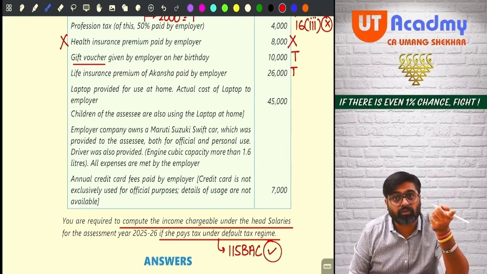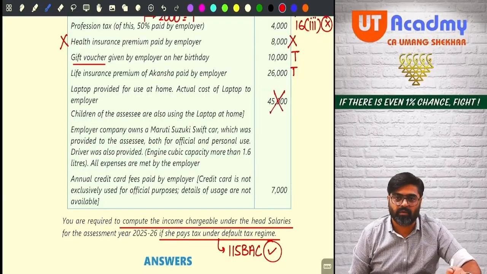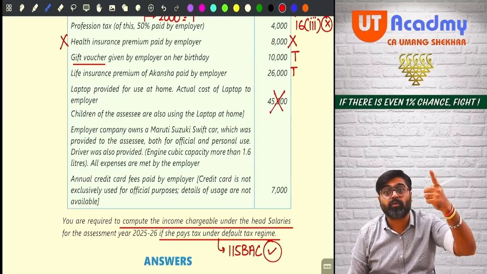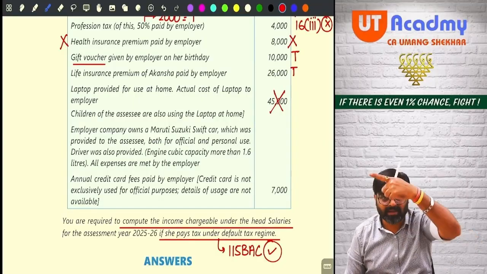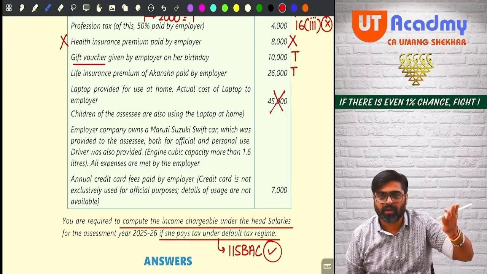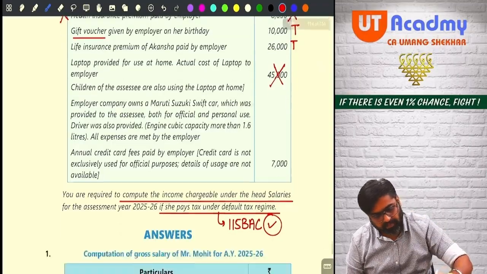So the 45,000 cost of the laptop will not make any sense to me now. If the value of this perquisite had been taxable, I would have to take 10% of the actual cost. Am I going to take 10% of the actual cost? No. The benefit is fully exempt. So ignore the cost also. Getting my point? Everyone? Next one.